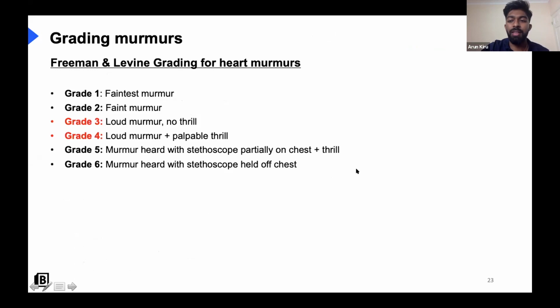Grade 5 and grade 6 are murmurs that probably won't come up in your OSCE because they're really loud murmurs that you can hear even off the chest. So your stethoscope's only partially on the chest here or completely off the chest. So these kinds of murmurs are not going to come up in your OSCE.